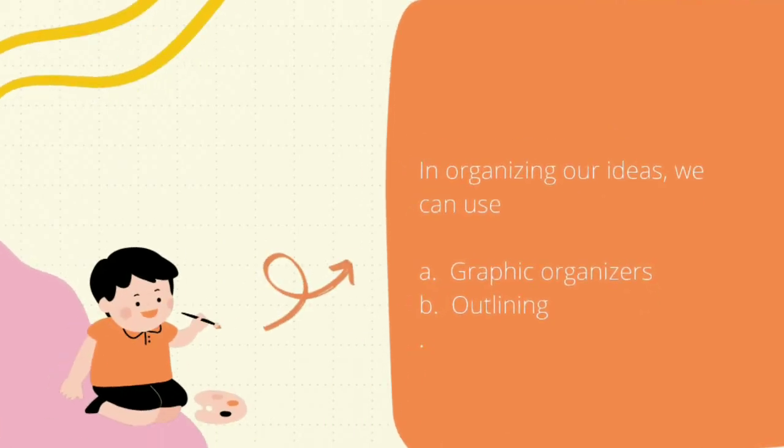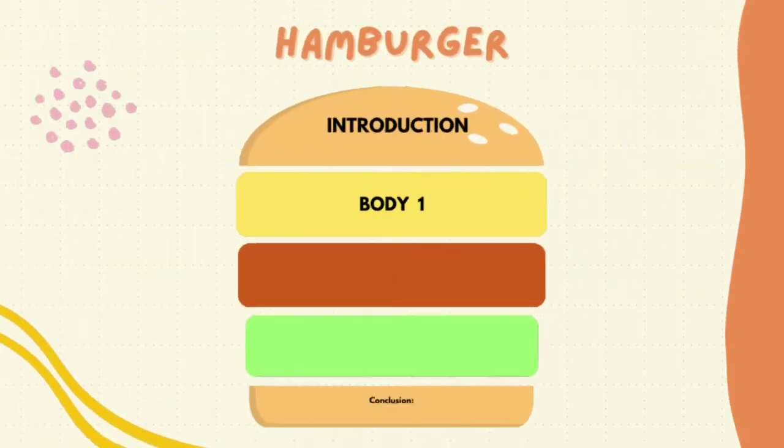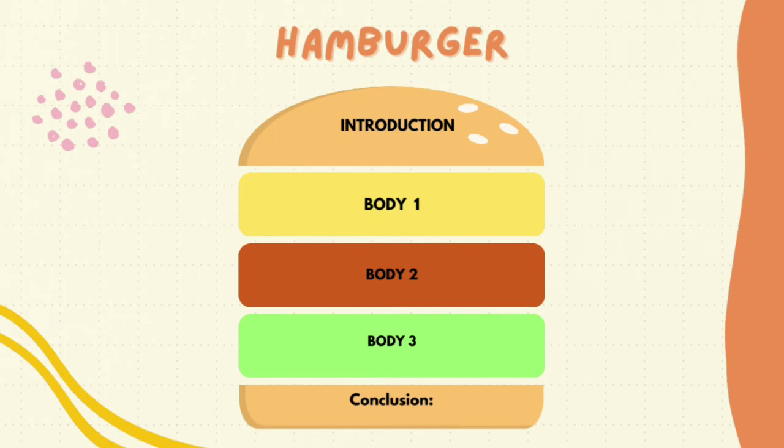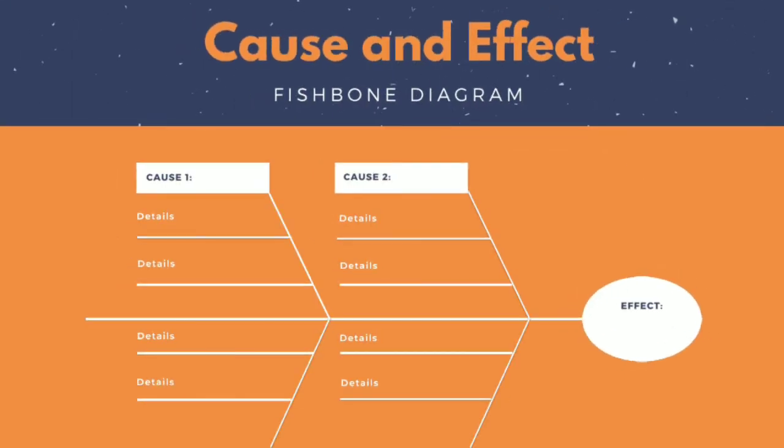In organizing our ideas in academic writing, we can use graphic organizers and outlining. This is an example of a graphic organizer, and we call this the hamburger. As you can see, it has introduction, body, and conclusion. You can use this in organizing your ideas.